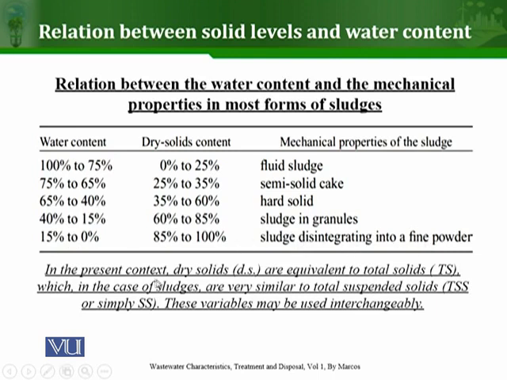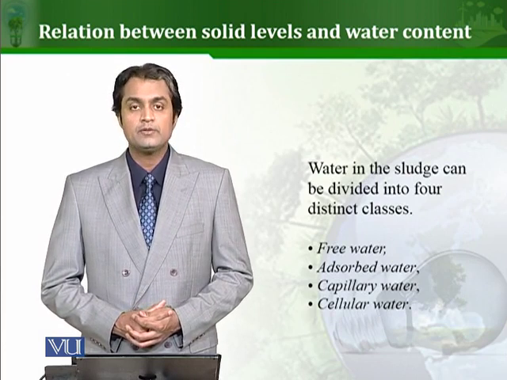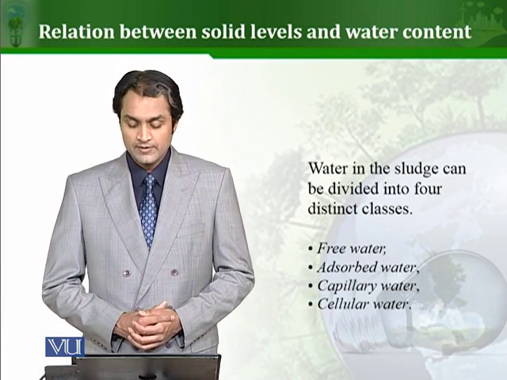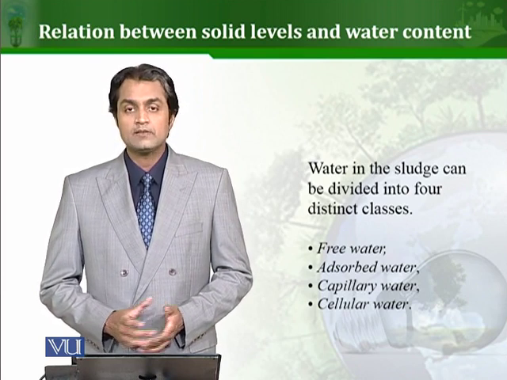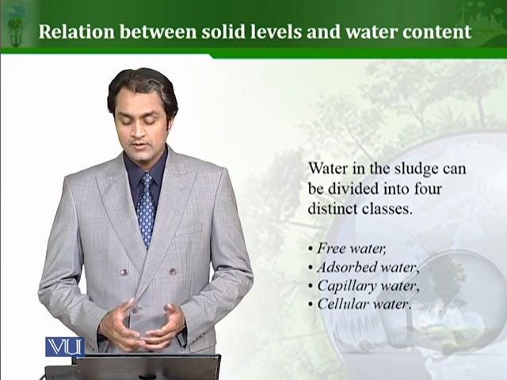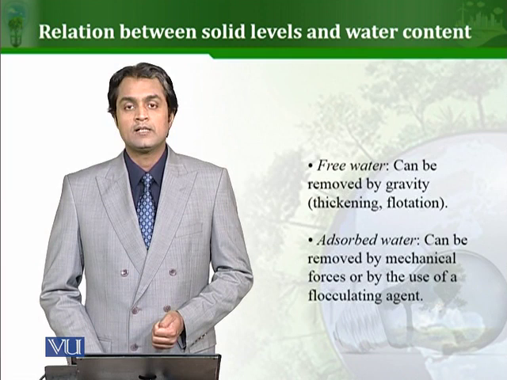The solids can be called dry solids or total solids as well. They can even be called suspended solids or total suspended solids. They almost mean the same and these terms can be used interchangeably. Now the water present in sludge can be divided into 4 distinct types: free water, adsorbed water, capillary water and cellular water. These terms are based on the flow of the water and how much it is absorbed in the sludge.